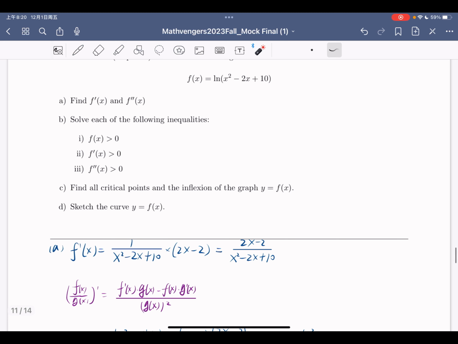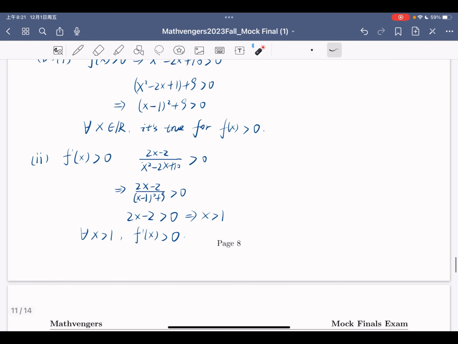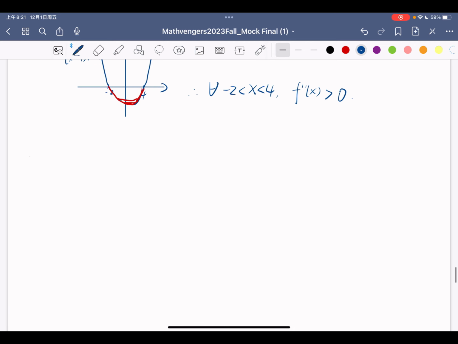We move to part C. Find all critical points and the inflection points, which means we need to find where the first derivative is equal to 0 for the critical points, and where the second derivative is equal to 0 for the points of inflection. Okay, so for part C, we let the first derivative be equal to 0.